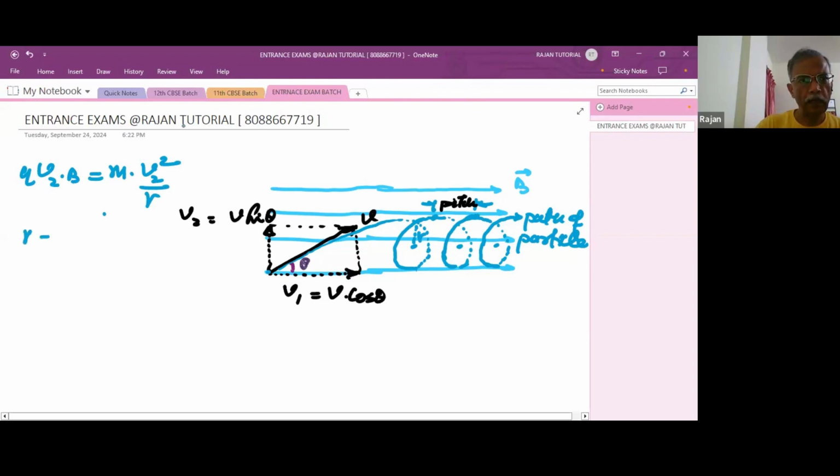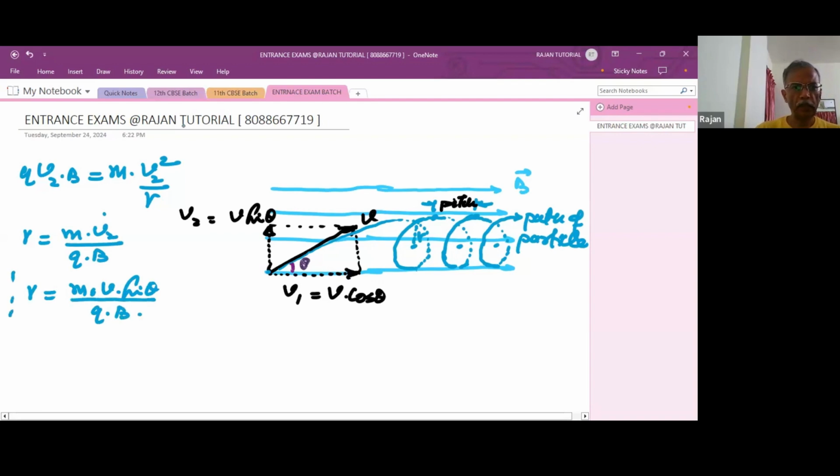So I can have my R is equal to, you can check it, one of the V2 will go, and then in the same way we are going to have everything. So M V2 by QV, that is what we got earlier. V2 is here, V sine theta. Now I am replacing, R is equal to M V sine theta divided by Q into B. Correct. This is what I'll be getting as the expression for R, the radius in which this helical path is being traced by the particle.